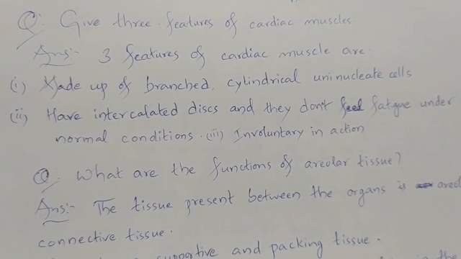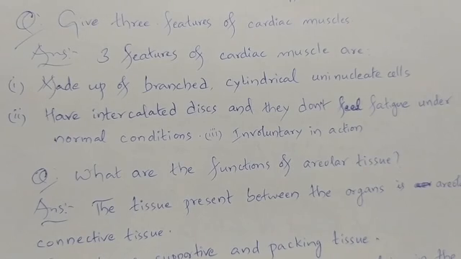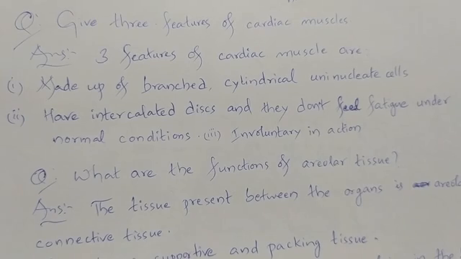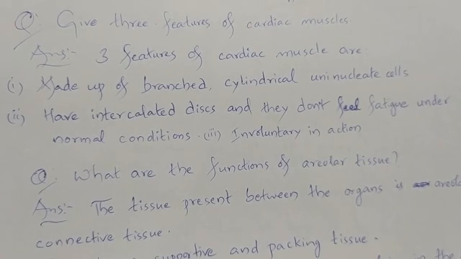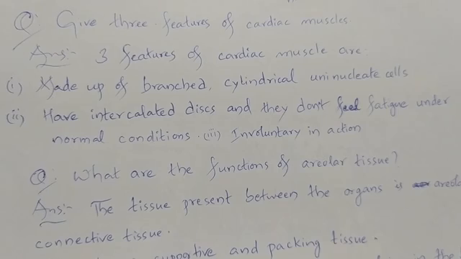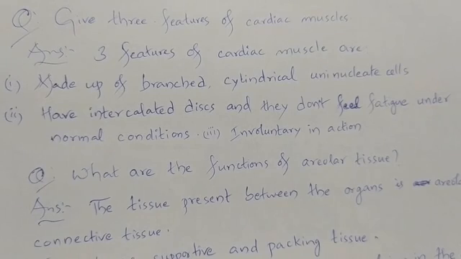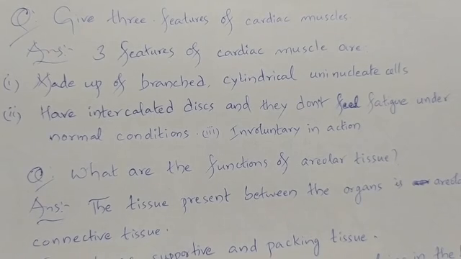Give 3 features of cardiac muscles. Cardiac muscles are the muscles which are present in the walls of the 4 chambers of the heart. Each cardiac muscle is made up of branched cylindrical cells which have a single nucleus. Each cell has only a single nucleus.